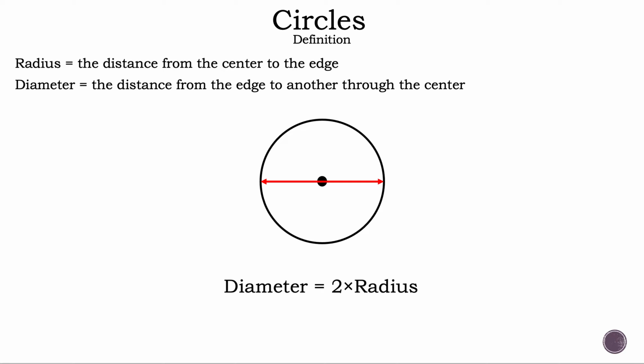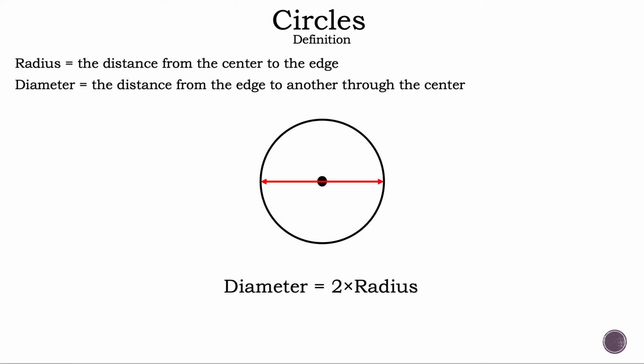Now let's talk about the diameter, and that is the distance from the edge to another through the center. And we can see on the screen that the diameter is equal to 2 times the radius. So once again, like the radius, it doesn't matter where we draw it, as long as we have the line going from one edge to the other edge through the center. And there we have a diameter.